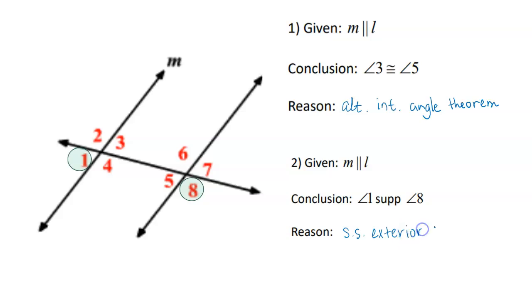So really a big part of it is being able to name what angle pair you have, same side exterior angle theorem. And so that's going to give you the reason. Notice in all of these, our given is that we have parallel lines, and our conclusion is something about the angles.